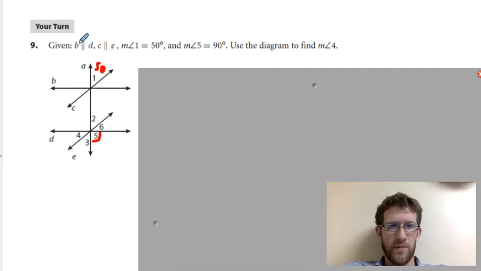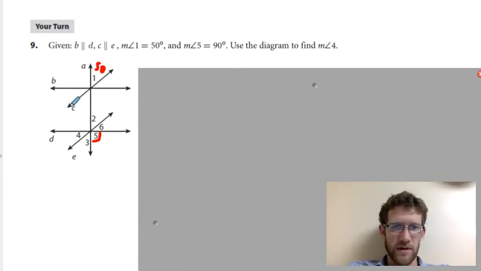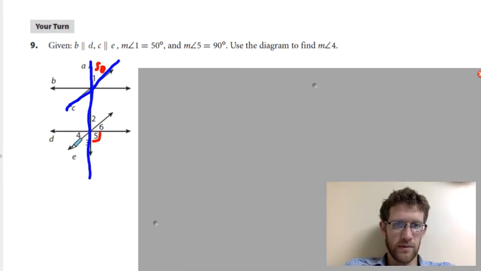We know that B and D are parallel, right? C and E are parallel. So we have two pairs of parallel lines that are cut by transversals, right? If we just ignore B and D for a second, I'll ignore that information. Just ignore B and D totally.